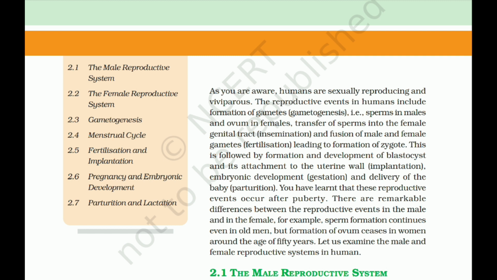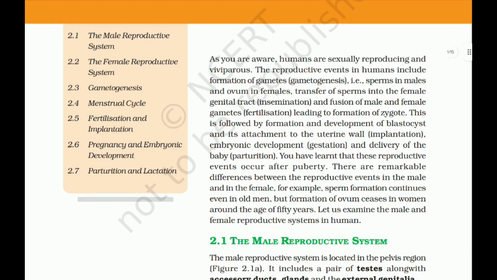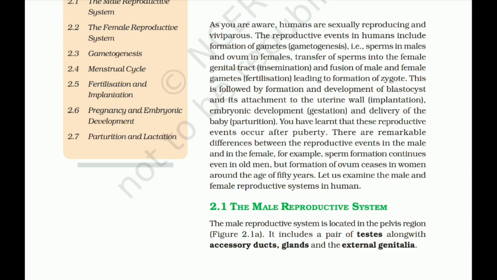You have learned that these reproductive events occur after puberty. There are remarkable differences between the reproductive events in the male and in the female. For example, sperm formation continues even in old men, but formation of ovum ceases in women around the age of 50 years. Let us examine the male and female reproductive systems in human.